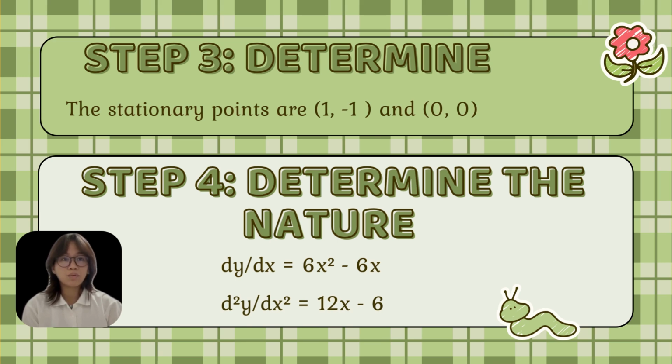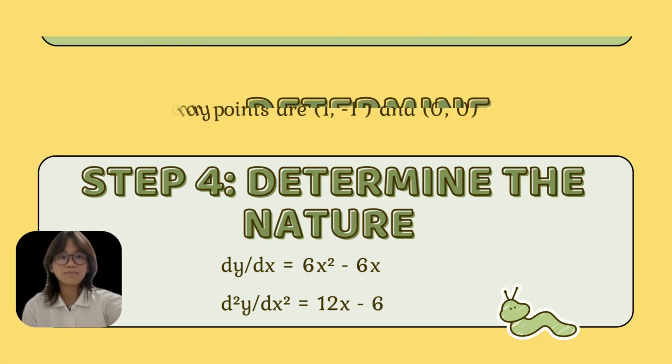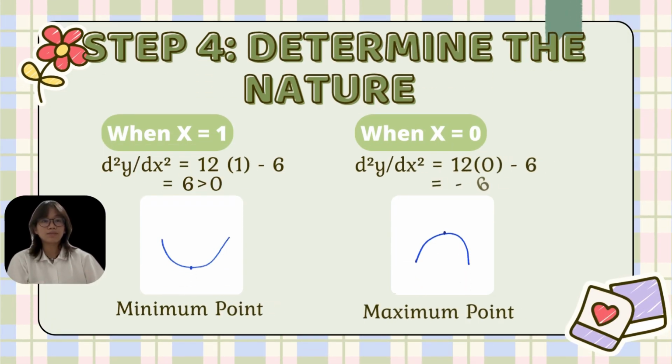The next step, which is the fourth one, is to determine the nature. So dy over dx equals 6x squared minus 6x, and we have to differentiate it again to get d squared y over dx squared, and then we get the answer of 12x minus 6. After getting 12x minus 6, we substitute in the x values, which are 1 and 0. When x equals 1, we get the value 6, which is more than 0. So this gives us the minimum point. When x equals 0, we get the value negative 6, which is less than 0. And that gives us the maximum.